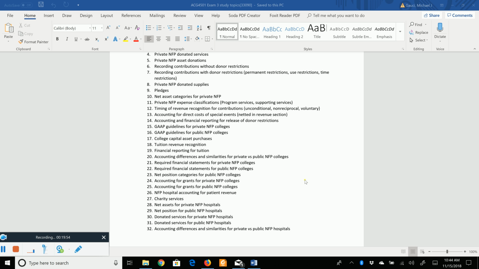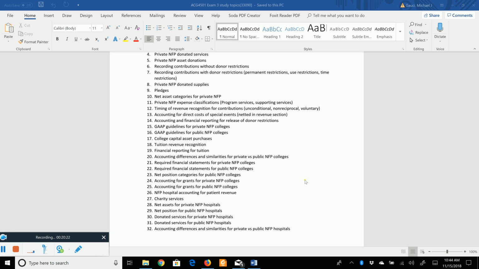Okay, 28 and 29, basically equity for hospitals. Private nonprofits, we have the with donor restriction and without donor restriction subcategories. 29, net position for public hospitals. Just like I said a few moments ago with the colleges and universities, we have unrestricted, restricted, and net investment in capital assets.